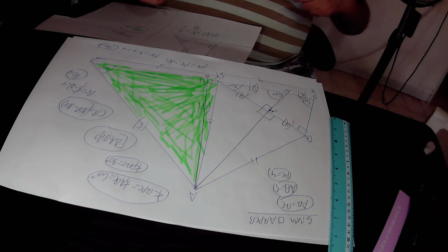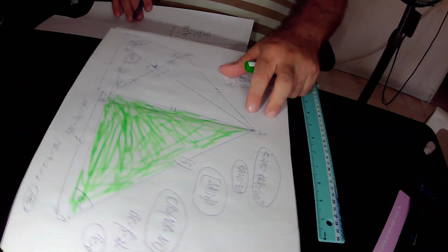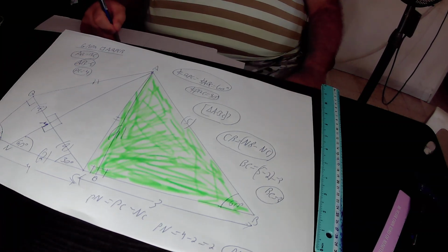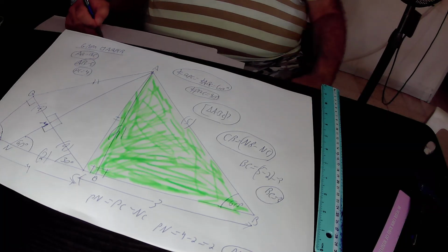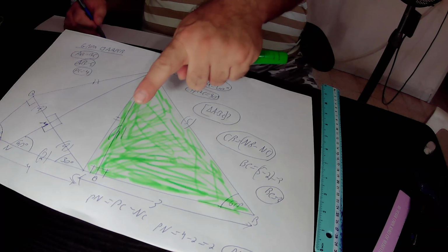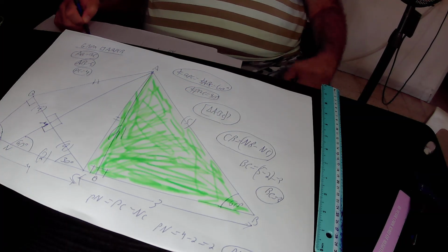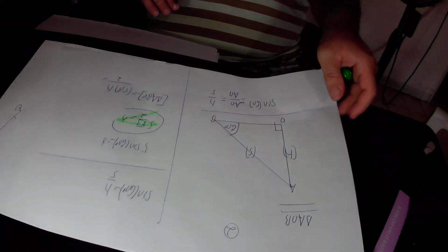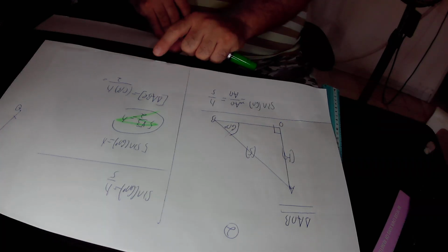Our task is to find out the area of this green triangle, triangle ABC. So what is the area of the green triangle, triangle ABC? From the drawing it is very easy to see that the area of this green triangle, triangle ABC, is equal to the base CB times the height to the base, that is H, over 2.